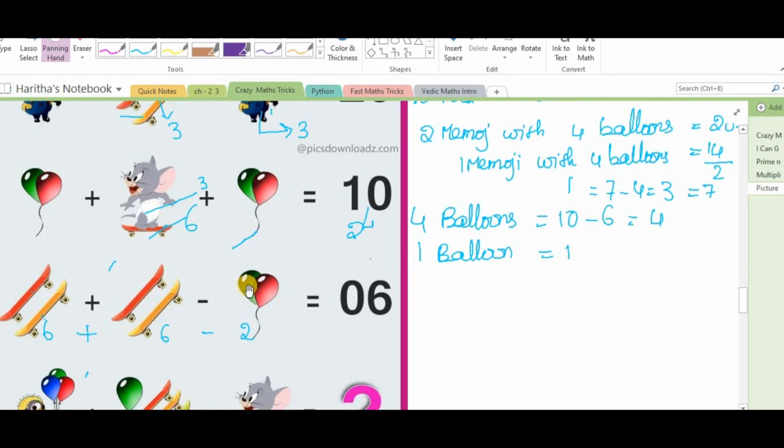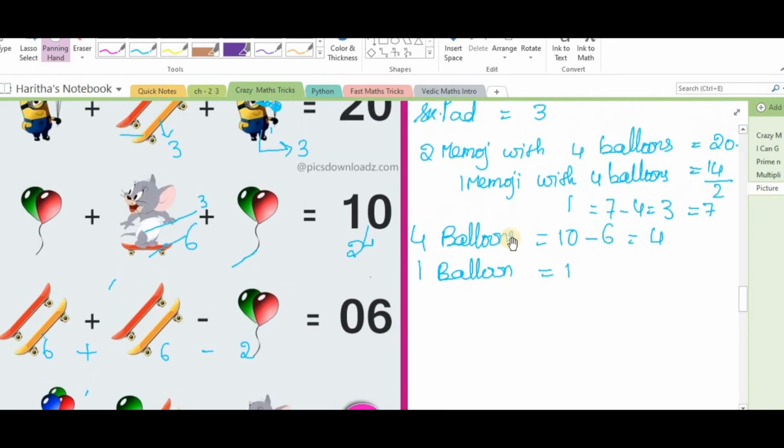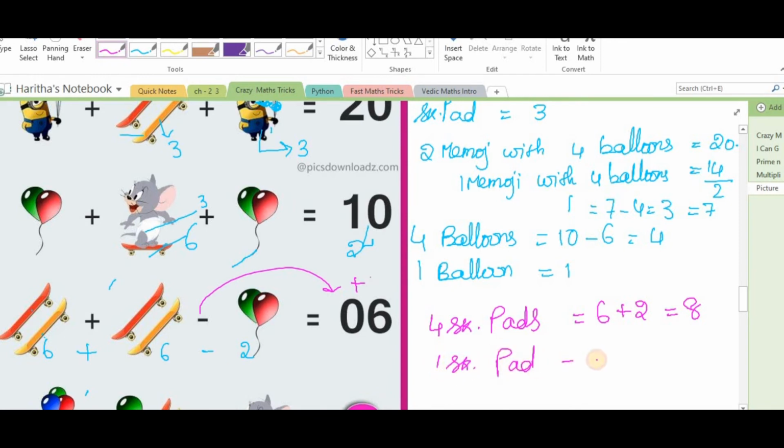Okay, we will do one thing. 2 balloons here. We will find out this. Minus, and here 4 skating pads is equal to 6, and minus is there. From here it will go to the opposite side, it will become plus, and 2 balloons is 2, so 8. So 4 skating pads is 8. Then what is the value of 1 skating pad? Yes, 2, because 1 skating pad value is 2.